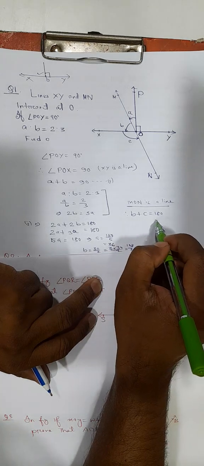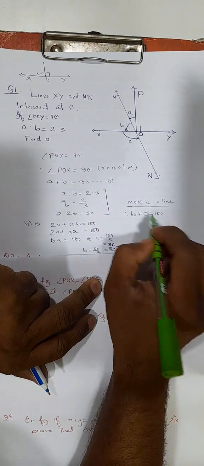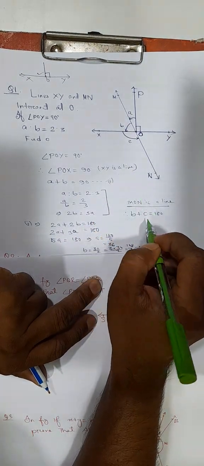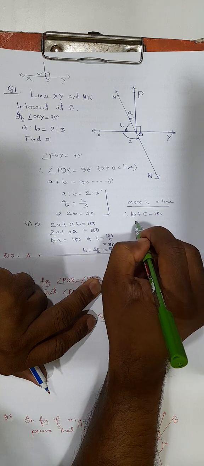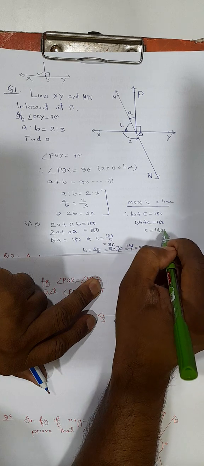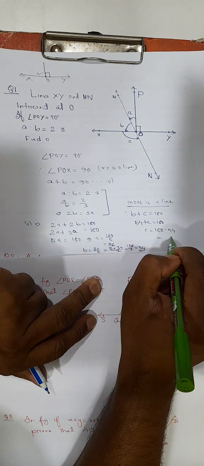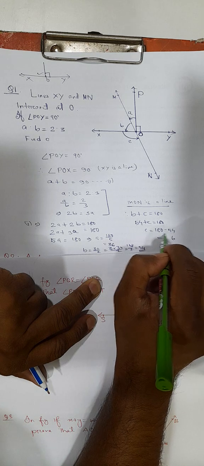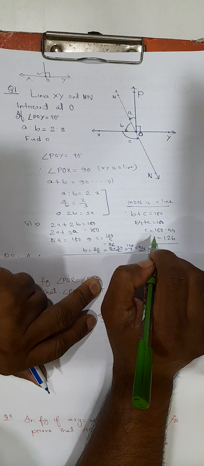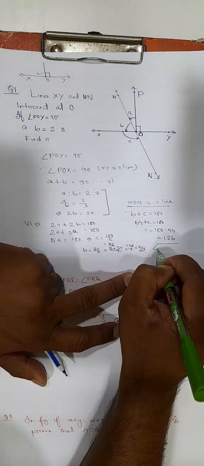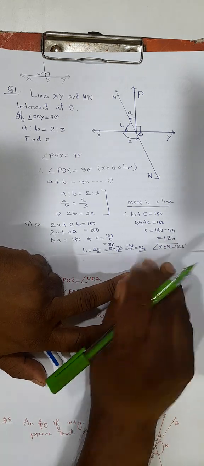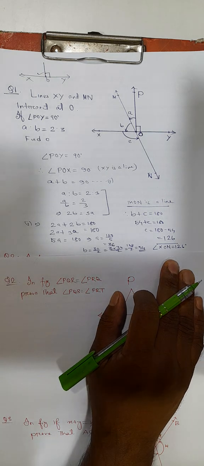Now B plus C equals 180, since MON is a line. MON is a line, so B plus C is a linear pair, 180 degrees. So B is 54, B plus C is 180, C equals 180 minus 54. So 10 minus 4, 6; 7 minus 5, 2; 126. So C is 126 degrees. That means angle XON equals 126 degrees. Right?